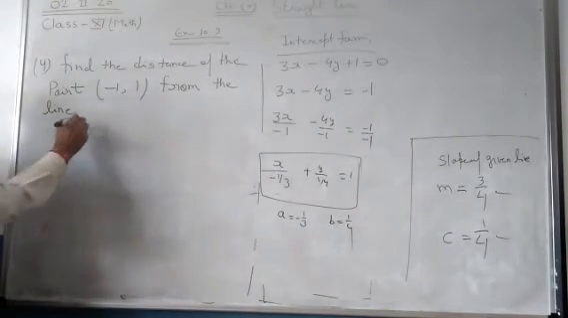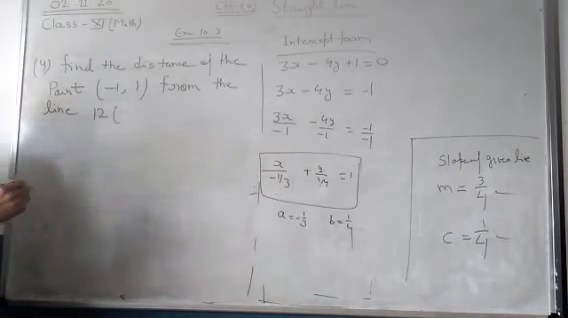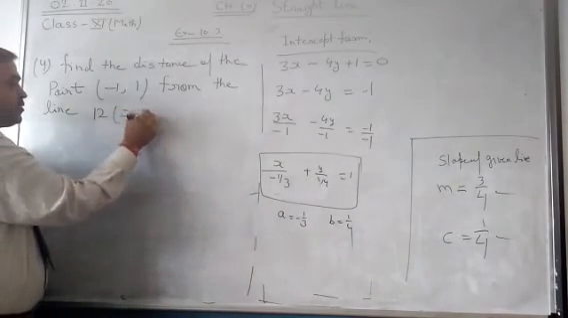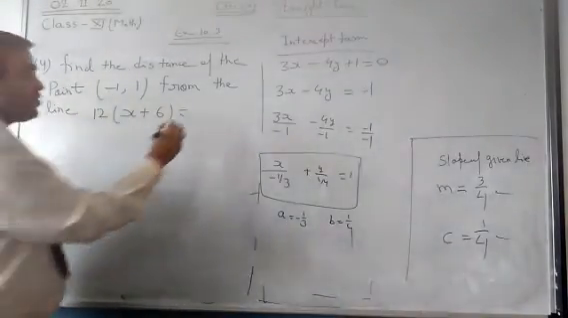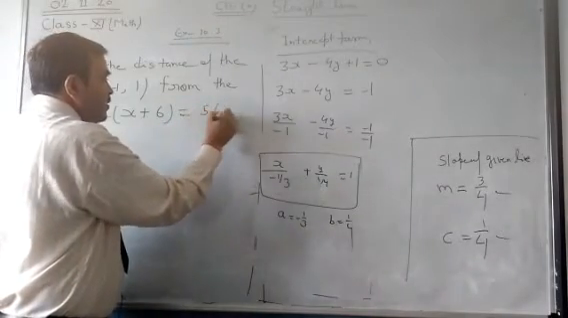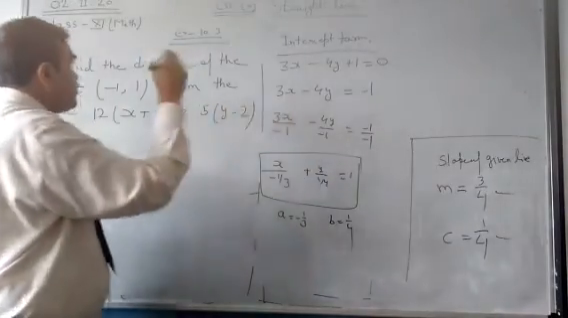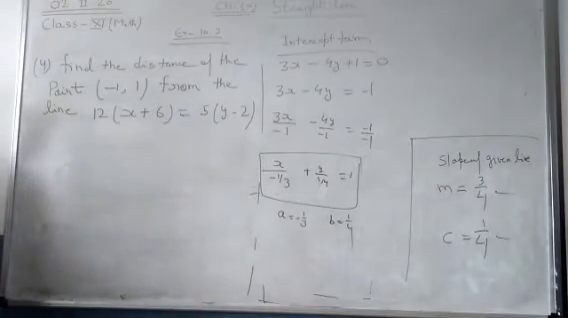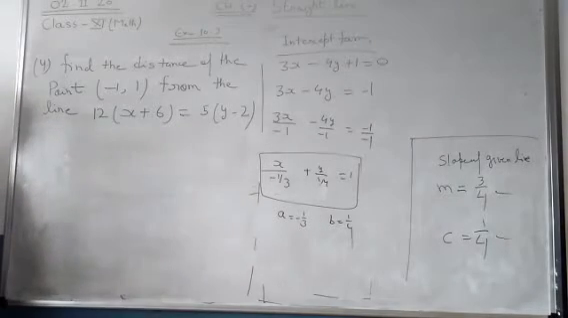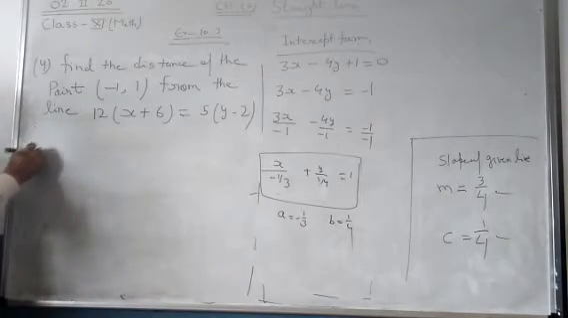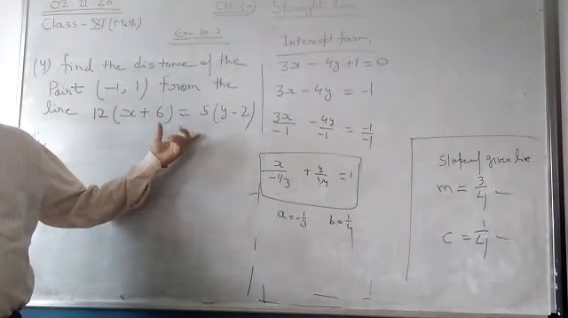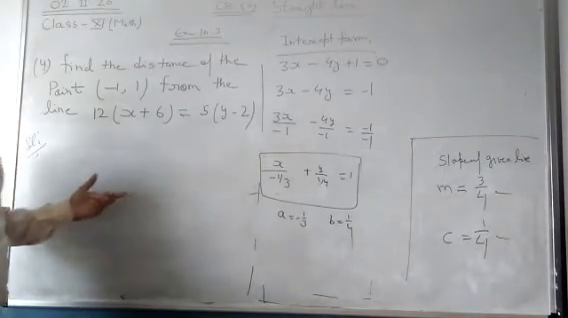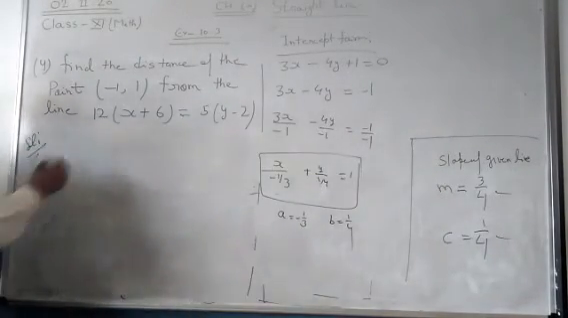12x plus 6 equals 5y minus 2. Okay, first the solution. First we convert this equation to standard form, ax plus by plus c.